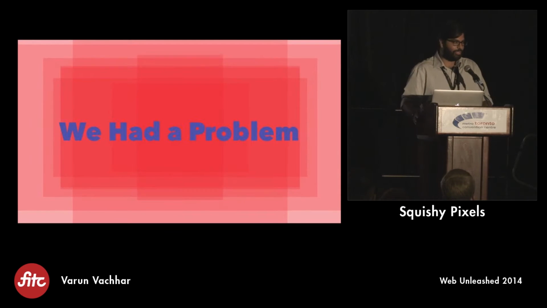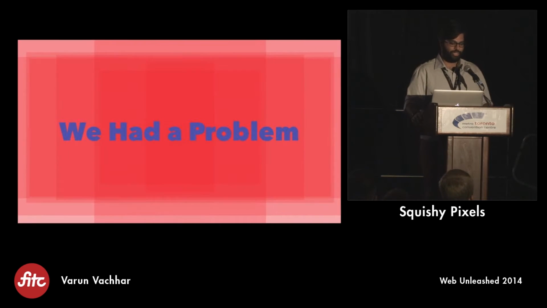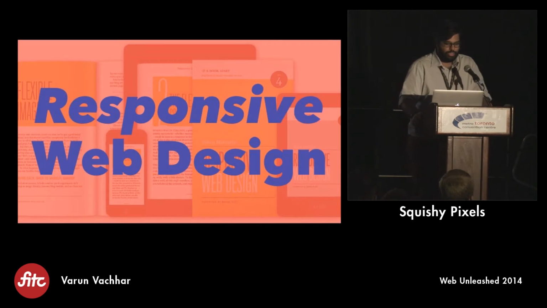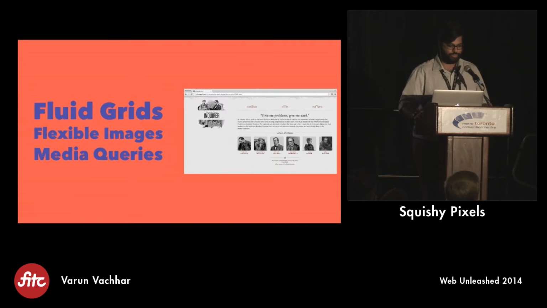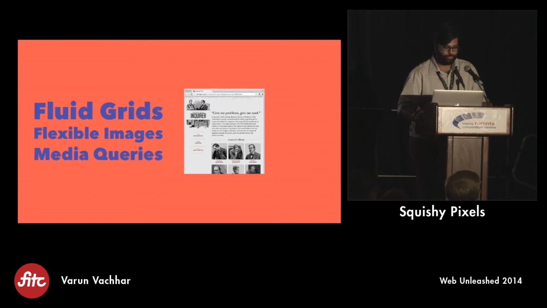So clearly, we had a problem because we weren't just going to start building websites that were targeted just at Android or just at iPad. We had to come up with a new solution. In May of 2010, Ethan Marcotte published an article on A List Apart called Responsive Web Design. He laid out the problem that faced us as web designers, as well as a very specific method for solving it. His solution included three specific tools: fluid grids, flexible images, and media queries.